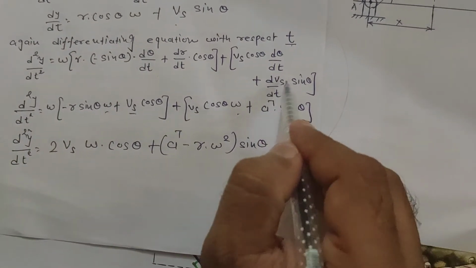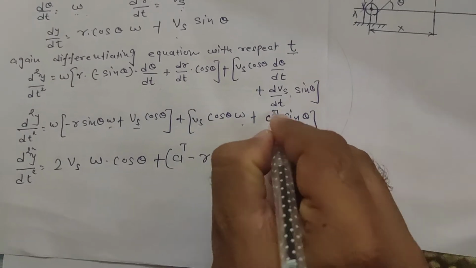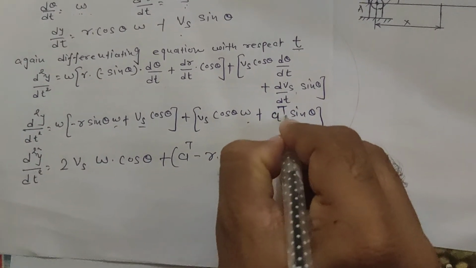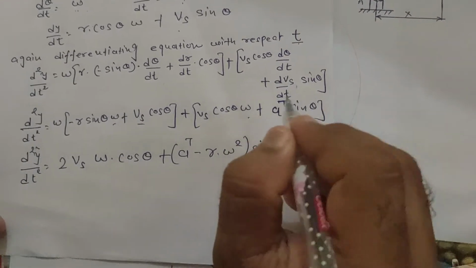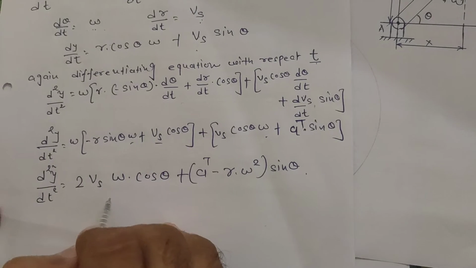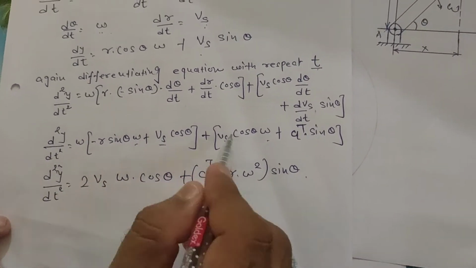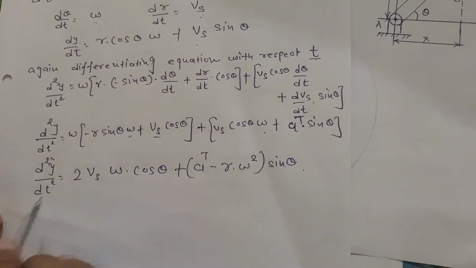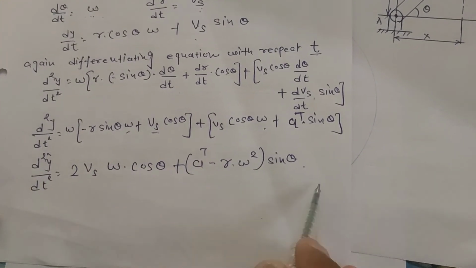This is dVs upon dt, so this is the acceleration. So here we have to write down at upon at, that is the total acceleration, and into sin theta. Now once again I have to directly write down this equation. Here I do not have to use another simplification of this equation. So this is the final point. In this way, we find this equation.